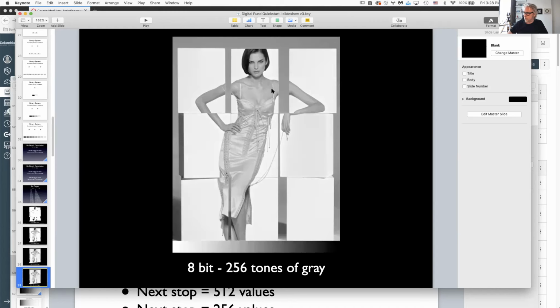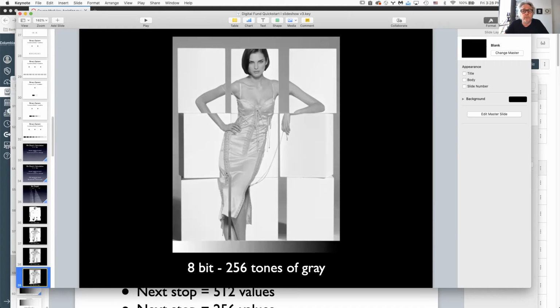If we go one more to an 8-bit image, you'll notice that the gray ramp at the bottom seems continuous tone. In truth, it's really not. There's 256 tones down there, but they're so close to one another, you don't see the gaps in between them. Does this make sense to everyone?